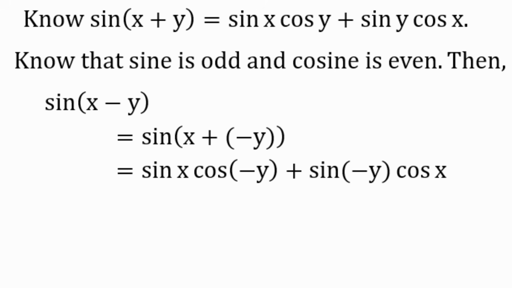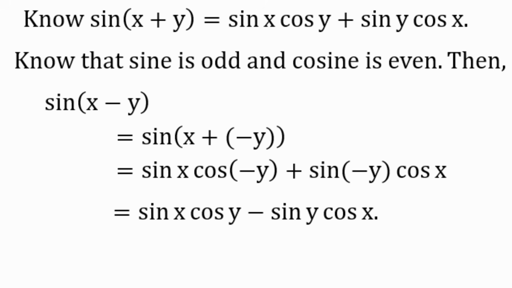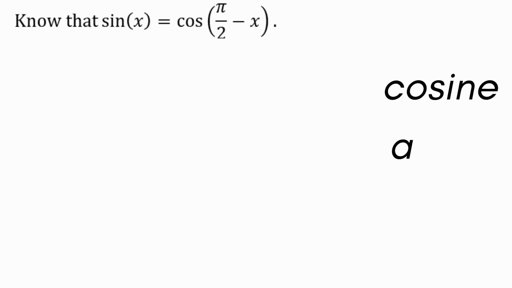And doing just that, we get the same thing as the sine angle sum identity, but with a switched sign. Now let's try the cosine angle sum.